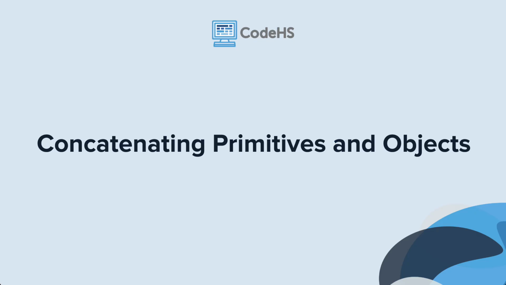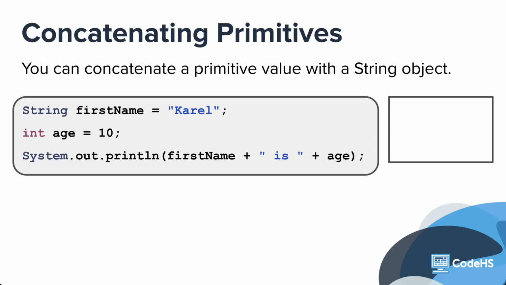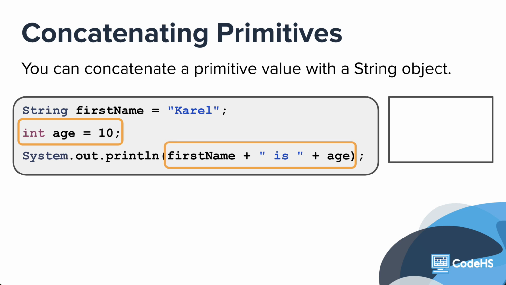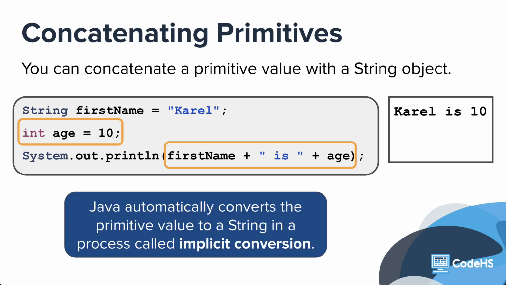Now that you have a better understanding of how Java handles strings on the back end, let's go back to concatenation and see how you can concatenate strings with primitives and objects. You can also concatenate a primitive value with a string object. In this example, the integer value 10 is concatenated with the strings Carol and is. This results in the string Carol is 10. When a primitive value is concatenated with the string object, Java automatically converts the primitive value to a string in a process called implicit conversion.